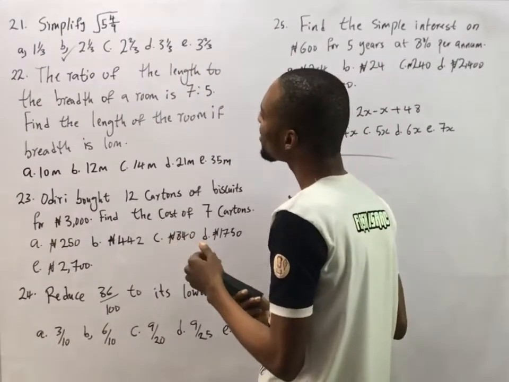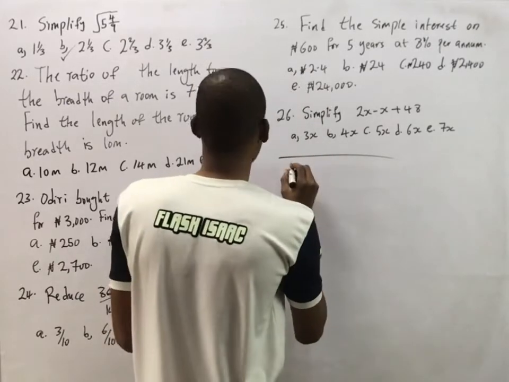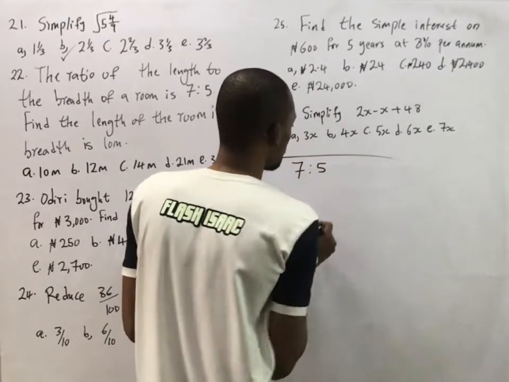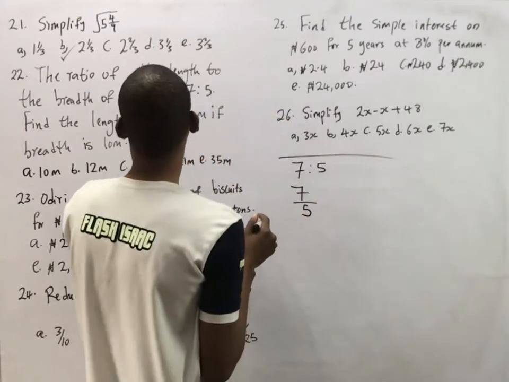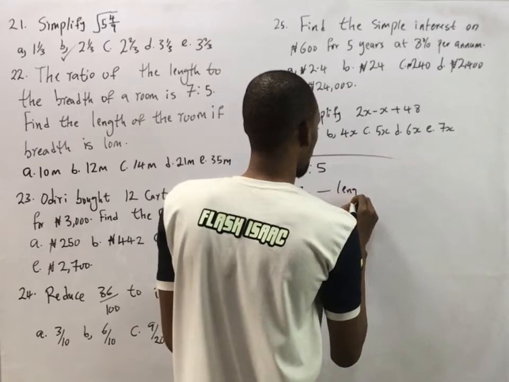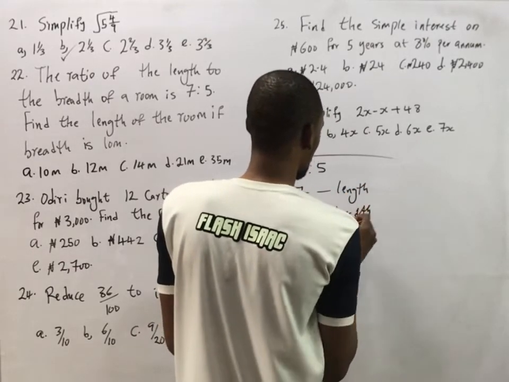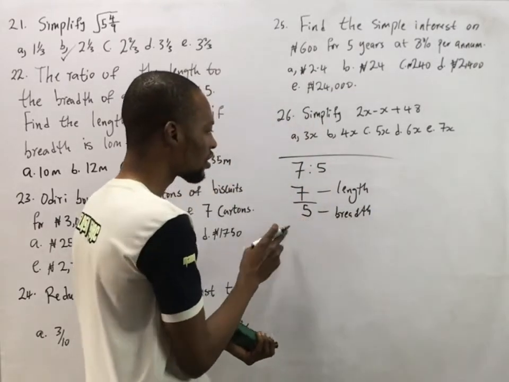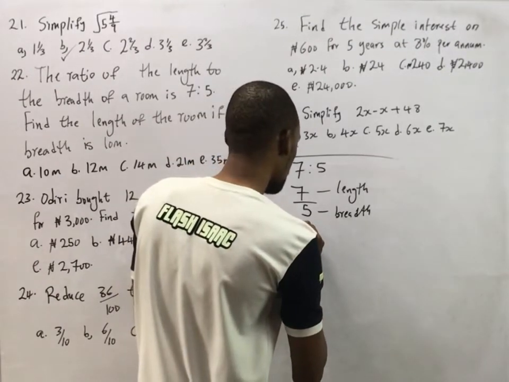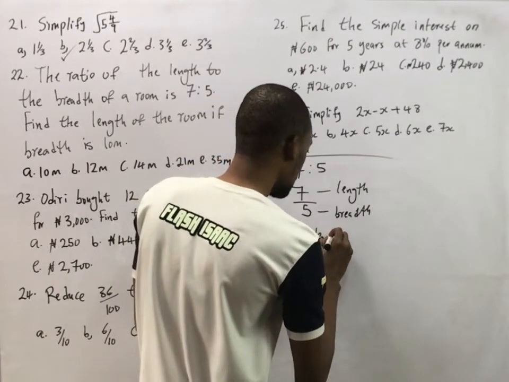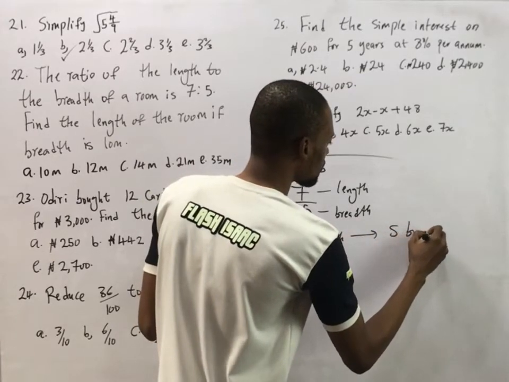The ratio of the length to the breadth of a room is 7:5. 7:5 is the same thing as 7 over 5. This means this is the length and this is the breadth. So when length is 7, breadth is 5. So we can even do it like this: 7 length is equals 5 breadth.